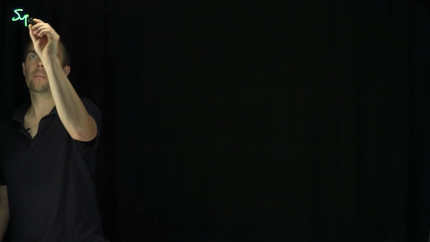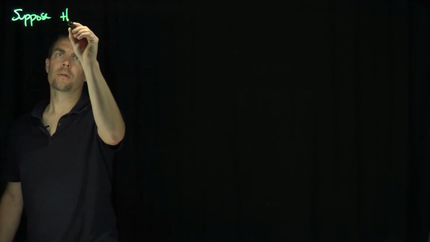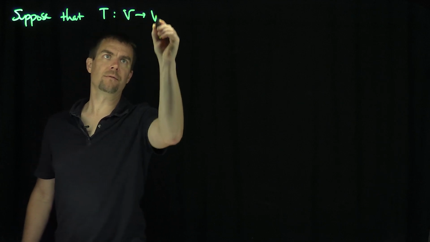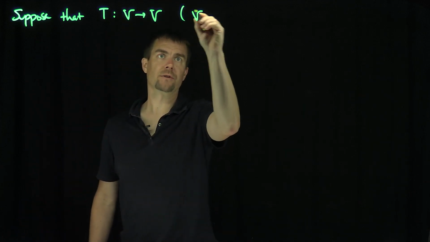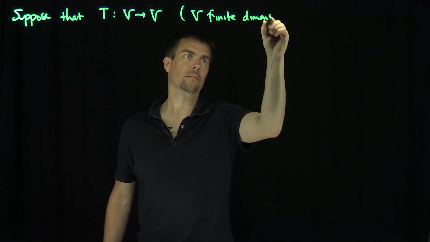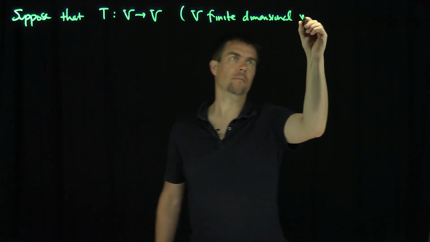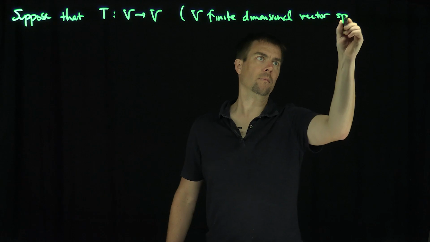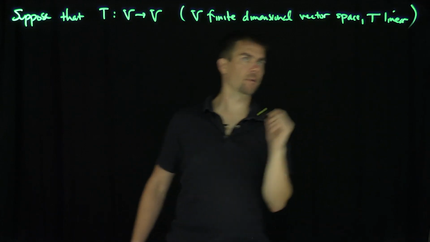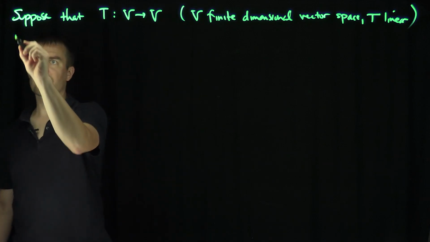Hello students, in this video we'll prove that self-adjoint operators on a finite dimensional vector space have an eigenvalue. Let's suppose that T maps a vector space V into V, where here V is a finite dimensional vector space, and T is linear, so a linear operator. Then T has an eigenvalue.